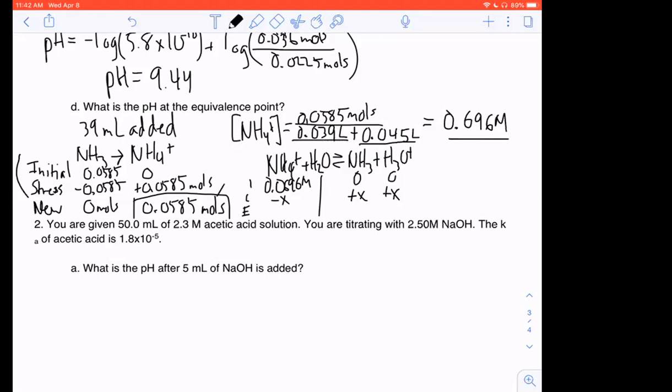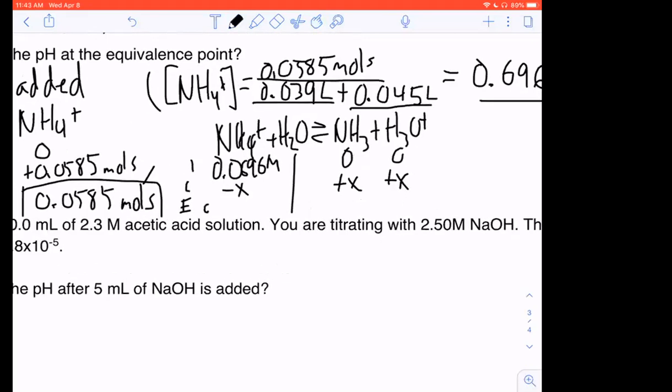And remember, at the equivalence point, since everything is converted the other way, instead of a weak base, what we have now is just the weak conjugate acid. So what you're going to want to do is an ICE table like we've done before. Once again, apologize for the bad handwriting, but this is the ICE table you should have set up. So you have 0.0696, and then x and x.